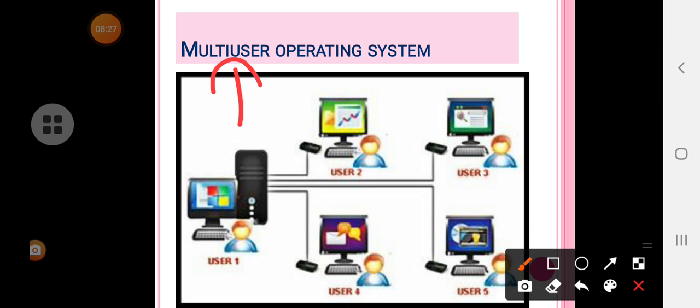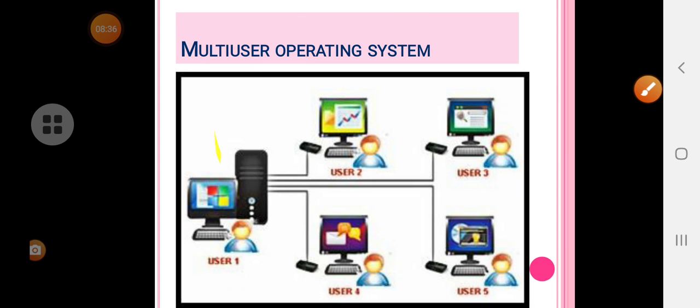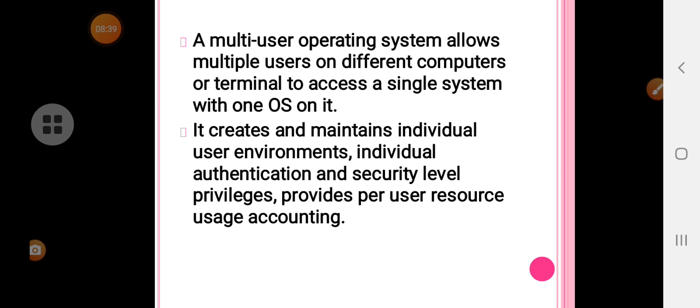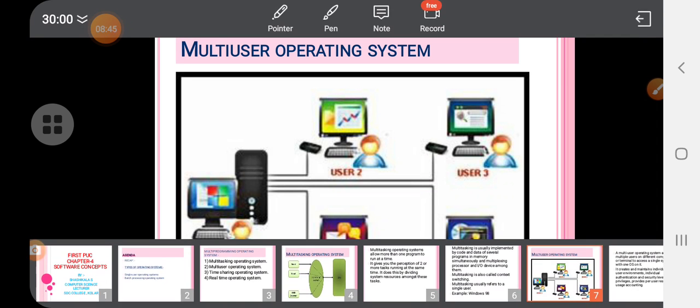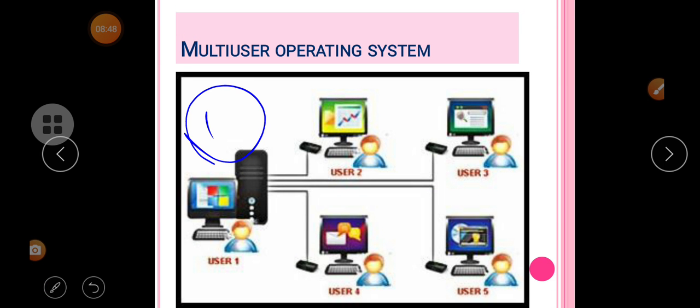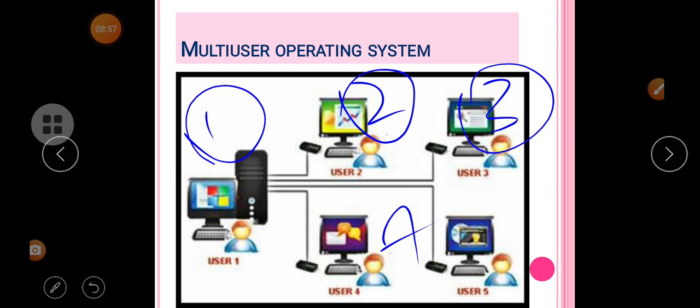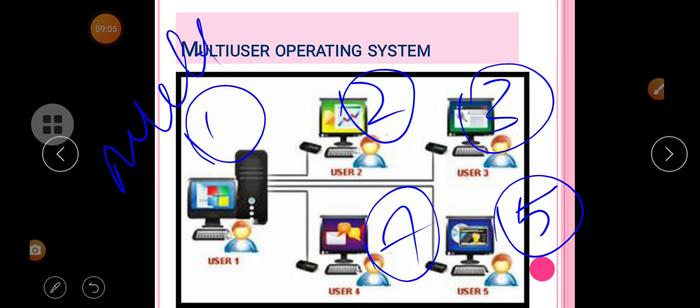Multi-user, in the sense many users. Multi means many, users means the user who is going to use the computer. Here you can see in this picture there is user 1. Here user 1 is sitting and working with the computer, user 2 is sitting and working with the computer, user 3 is sitting and working with the computer, user 4 is sitting and working with the computer, and user 5 is also doing the same thing. So here there are multiple users. Multi-user means more than one user is working at a time.